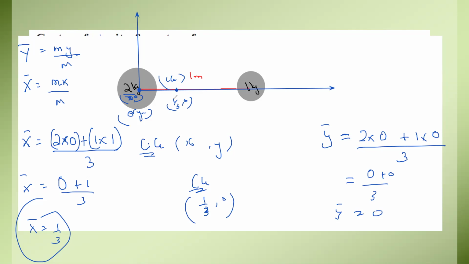Is it clear? How we work out the center of gravity of a system of particles? Anyone having a doubt or a question till this point?